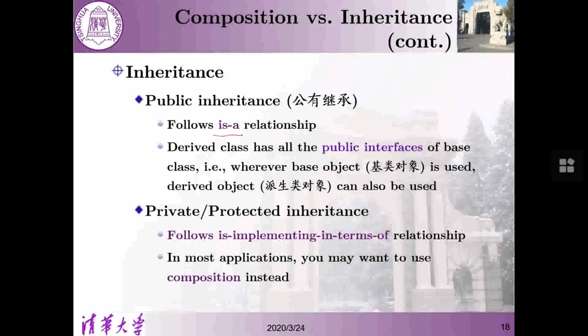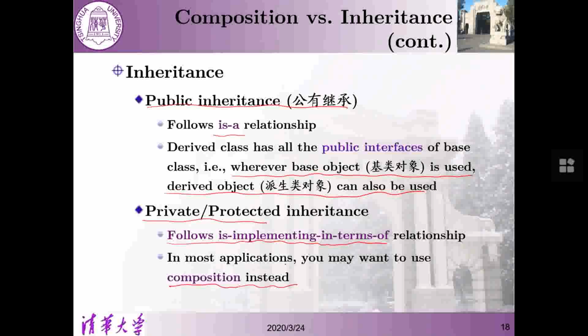For inheritance, it follows the is-a relationship for public inheritance. We know that. So this means the derived class has all the public interfaces of the base class. So wherever a base object is used, we can use a derived object. So for private or protected inheritance, we follow is-implemented-in-terms-of. So actually, in most cases, we just use composition instead.